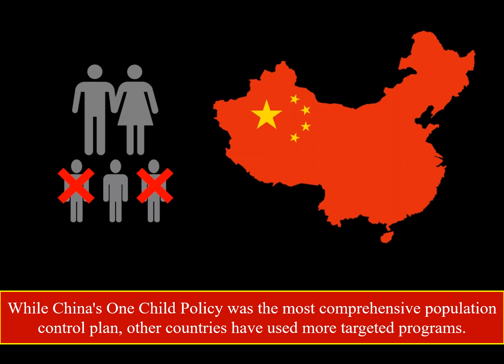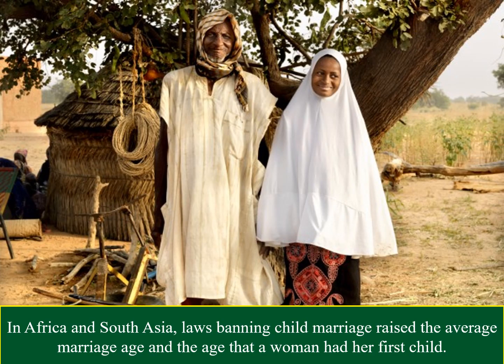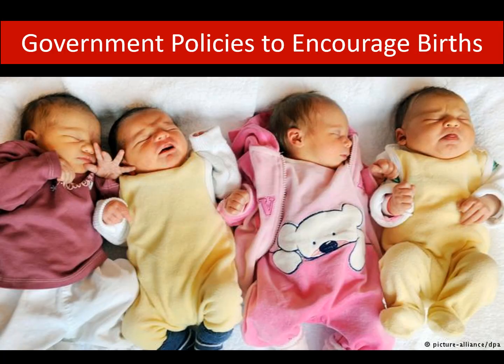While China's one-child policy was the most comprehensive population control plan, other countries have used more targeted programs. In European nations, birth control education decreased teenage pregnancy. In Africa and South Asia, laws banning child marriage raised the average marriage age and the age that a woman has her first child. On the flip side, we have some governments with policies that try to encourage births.